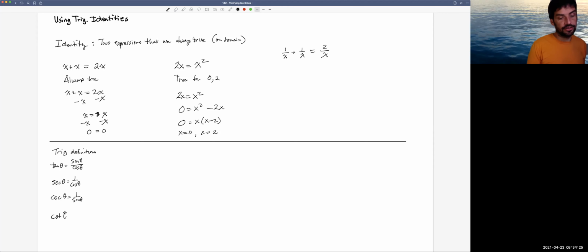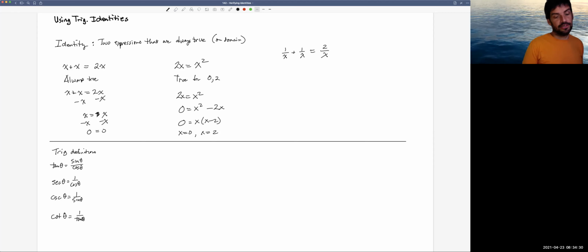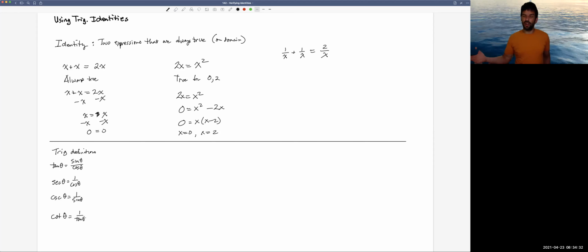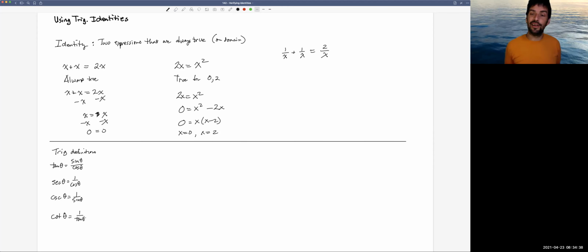And cotangent of theta is equal to 1 over tangent, or cosine over sine, right? All of these are identities. And what we use identities for is we can replace one with the other, right?